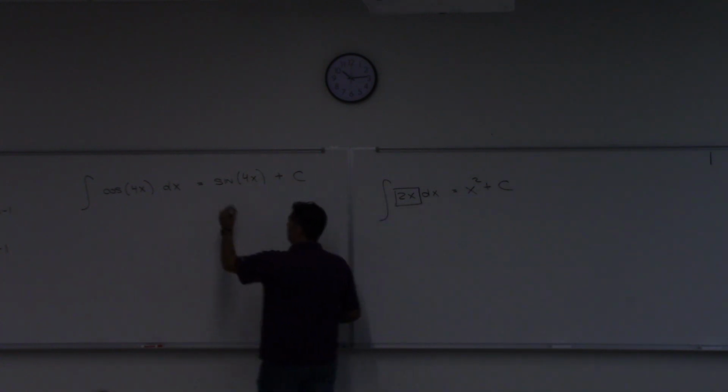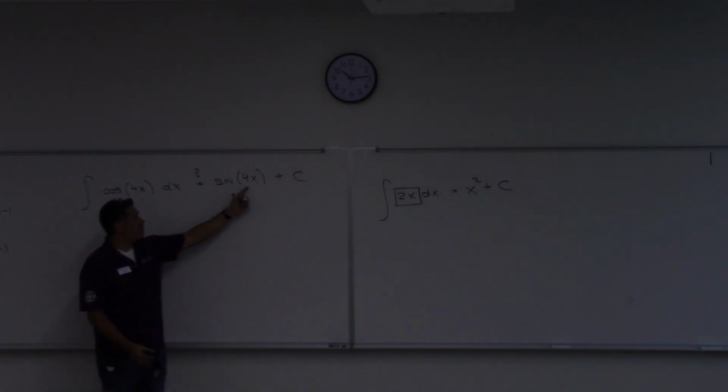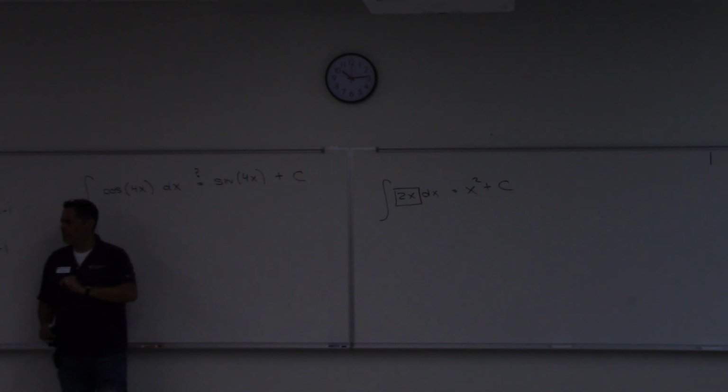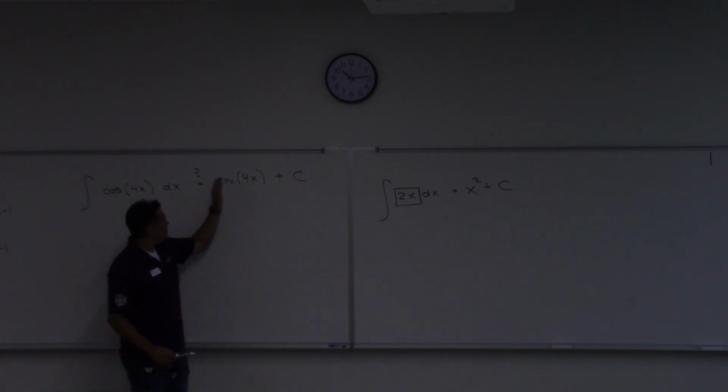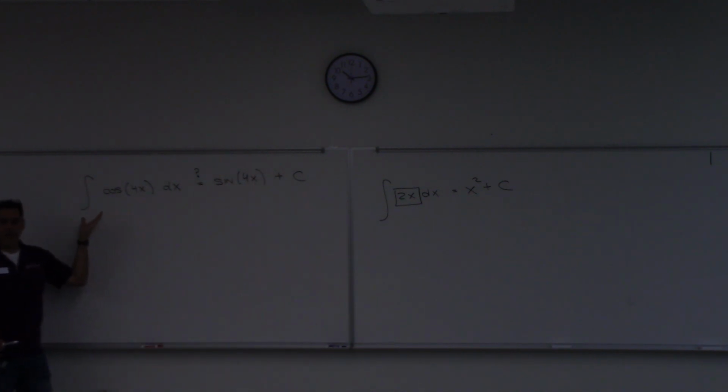So this is more of a question. It does not work. Why? What's the derivative of sine of 4x? Cosine of 4x times 4. Where's that times 4 coming from? The chain rule, right? You'd have to do chain rule. So if you take derivative of this, you get cosine of 4x, then times 4, and we don't have a times 4 here, right? So we're off by a constant, aren't we?